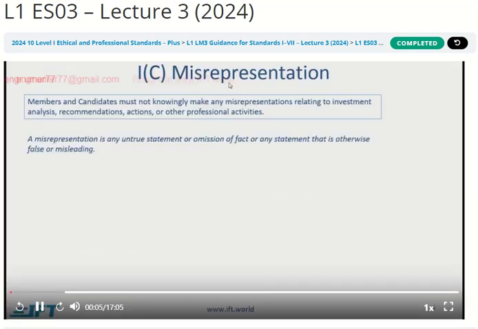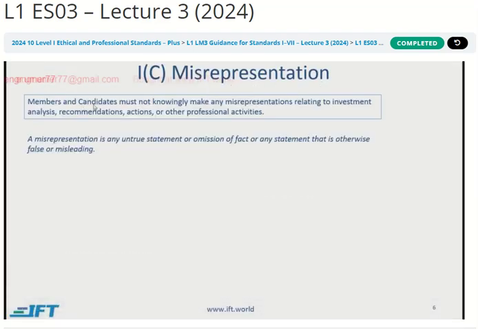Standard 1C, misrepresentation. Members and candidates must not knowingly make any misrepresentations relating to investment analysis, recommendations, actions, or other professional activities. It's important to understand the definition of misrepresentation. A misrepresentation is any untrue statement or omission of fact, or any statement that is otherwise false or misleading.